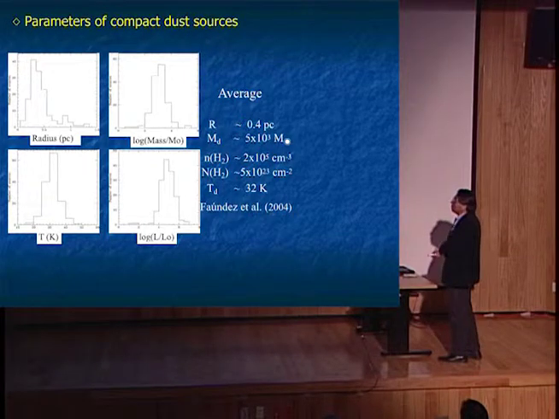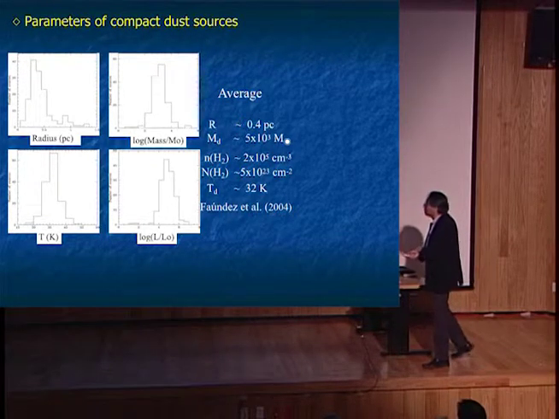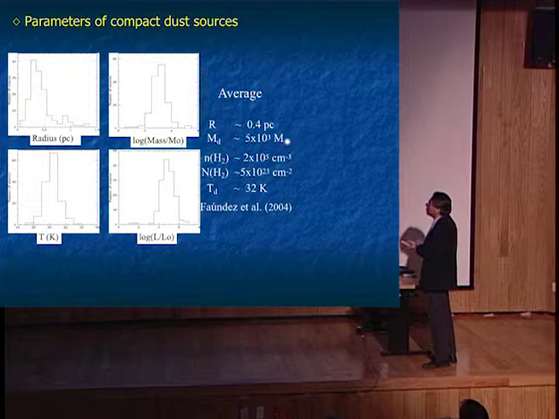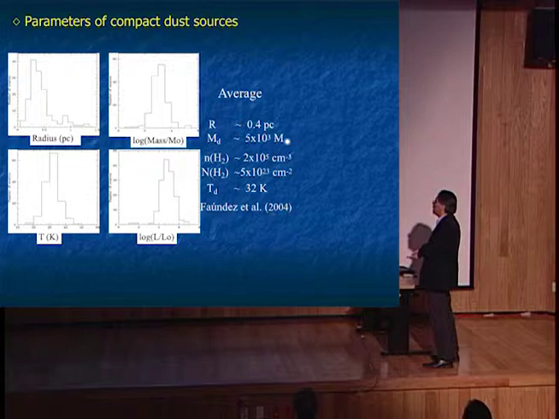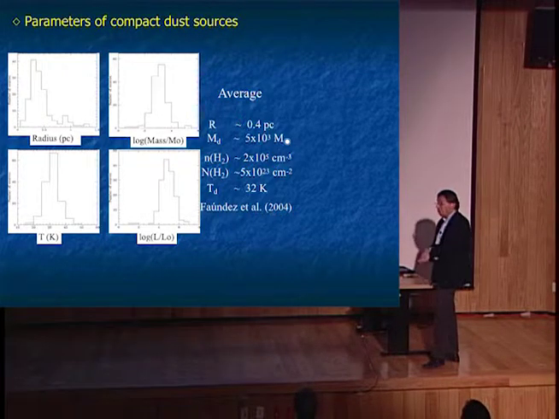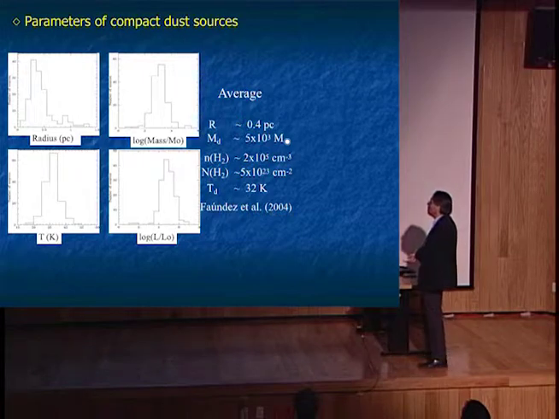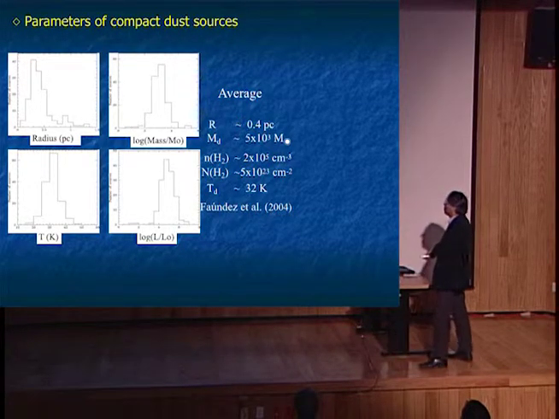Which are the parameters of these compact sources? Here I show you the distribution of the parameters: radius, mass, temperature, and luminosity. They have typical sizes of 0.4 parsecs. The mass of these structures is typically 5,000 solar masses. The densities are 2 × 10⁵ particles per cubic centimeter. Column densities are of this order.